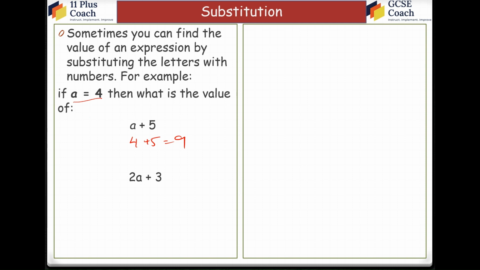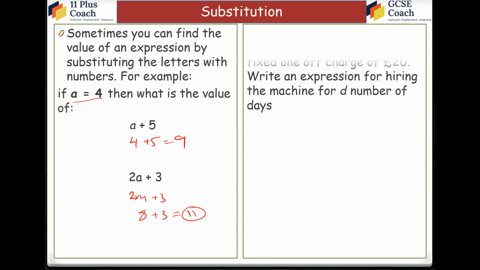Next question, let's stick to the same value of a as being 4. So 2a plus 3. Remember, 2a means 2 times a, so that would be 2 times 4, add 3. 2 times 4 is 8, add 3 is equal to 11. So the value of this expression is 11. Hopefully you got that, you understand it.